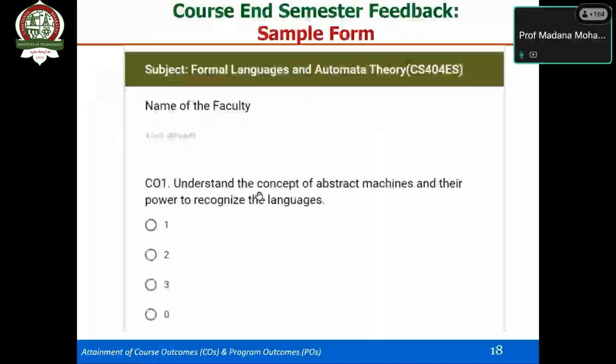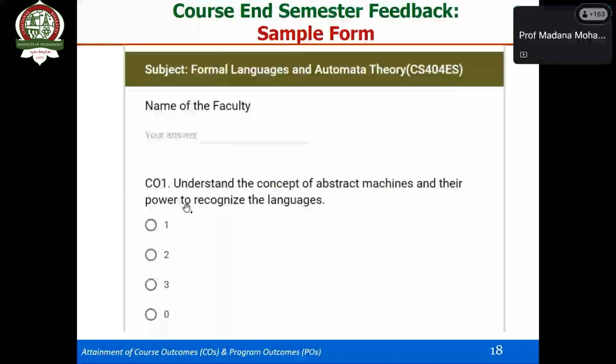Okay, let us see one sample. Here I made a Google form for a particular course, whatever course we are discussing, as an example, Formal Languages and Automata Theory. For this course, all COs are listed with their attainment levels. This we have to circulate to the students based on their outcomes, so they can answer their levels. Based on the levels, again we have to calculate the indirect attainment.